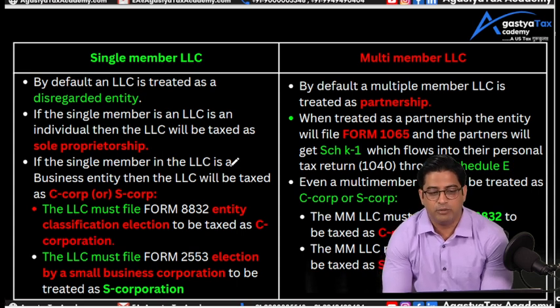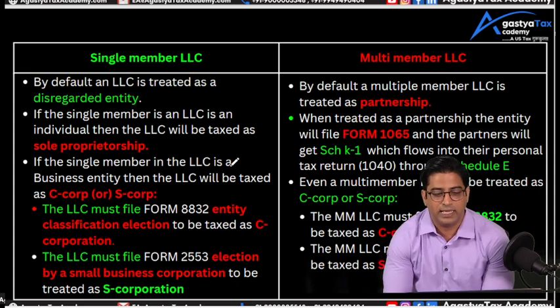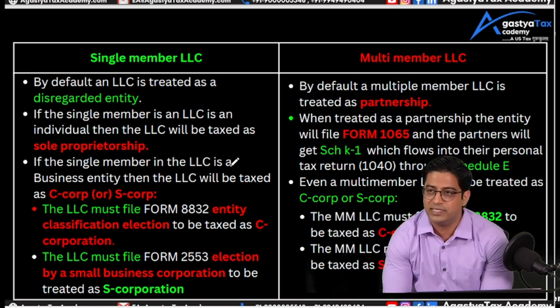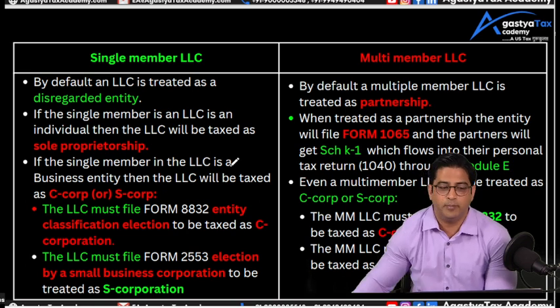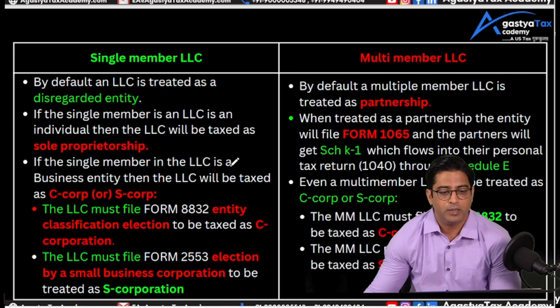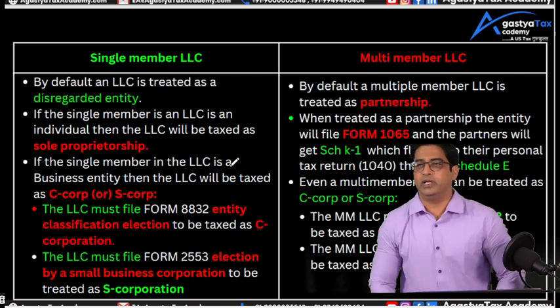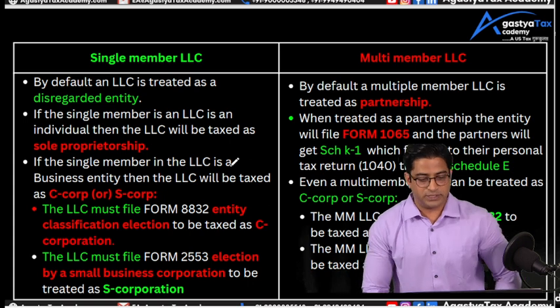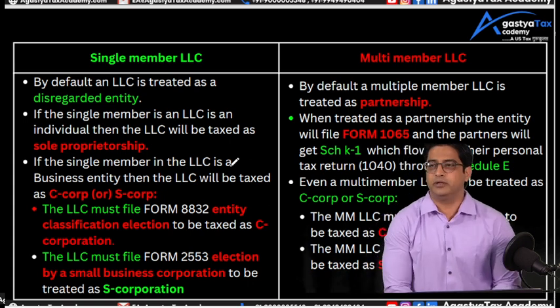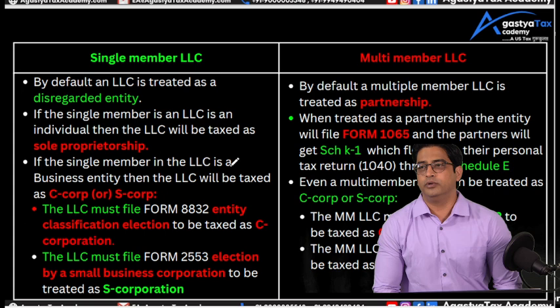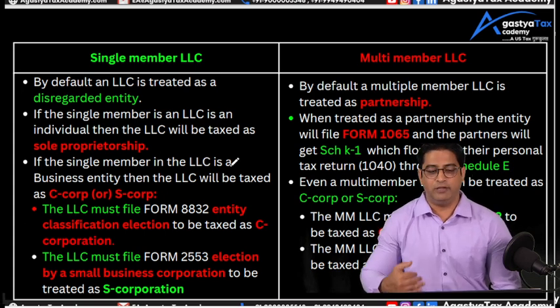If the single member in the LLC is a business entity, then the LLC will be taxed as a C corp or an S corp. Like I've told you earlier, if you want to file as a C corp, you will have to make an election by filing Form 8832. If you want to file as an S corp, you will have to make an election by filing Form 2553.